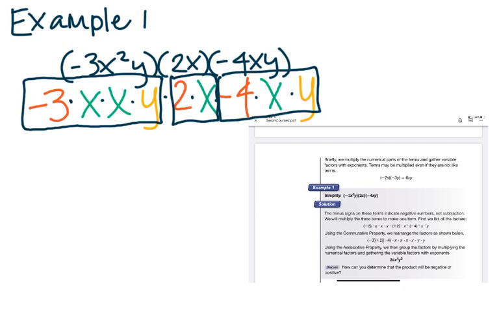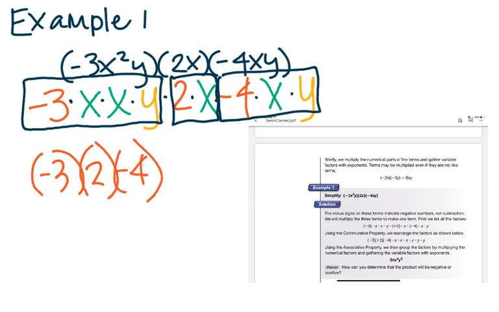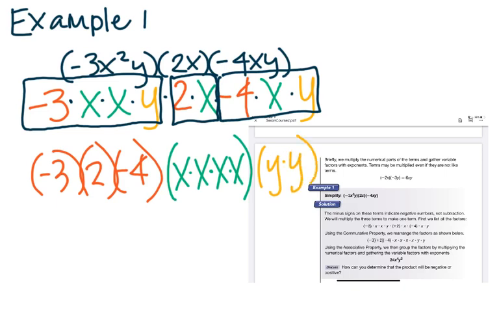Okay, I'm going to take all of my integers from our last lesson, right? My integer families, I'm going to take all those and I'm going to group those together. So I like this -3. I'm going to take a -3 and a 2 and a -4, and I'm going to multiply those together. Then I like that I have these x's here. I'm going to multiply all those together. So I have x times x times x times x. And then I have 2 y's. Y times y. Now it's a little bit easier for us to see what we have.